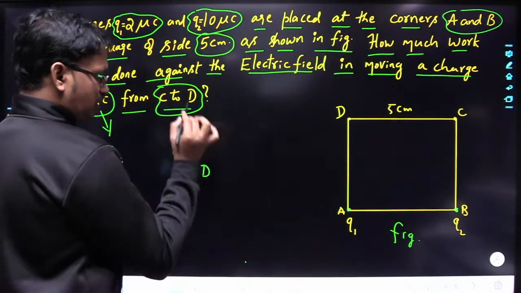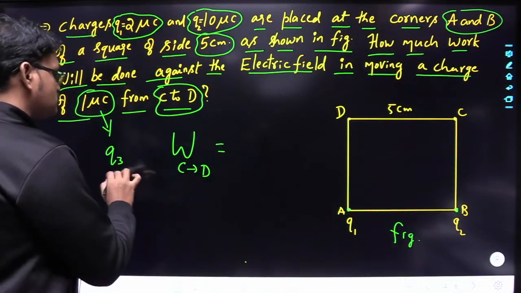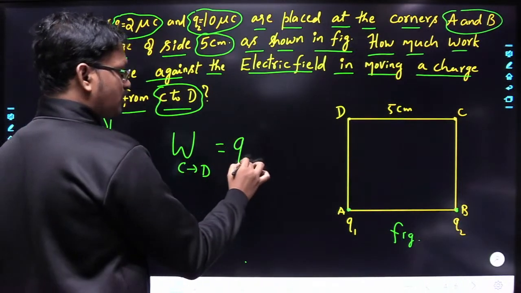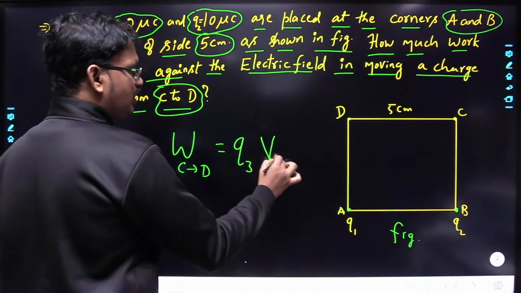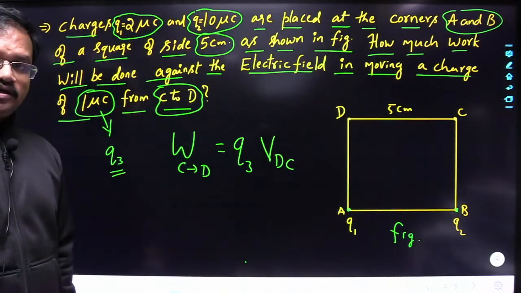From C to D. So that means you can write it as what? That is nothing but which charge you want to move? That is Q3. From where to where? From C to D. So that means Q3 into what? Q3 into VDC. Yes or no?